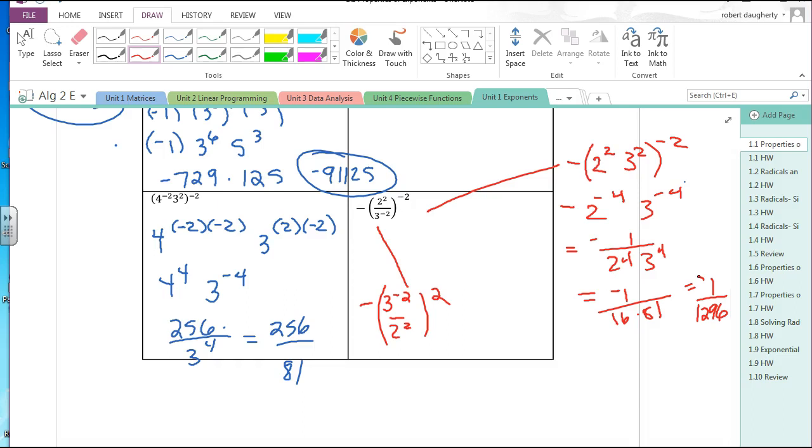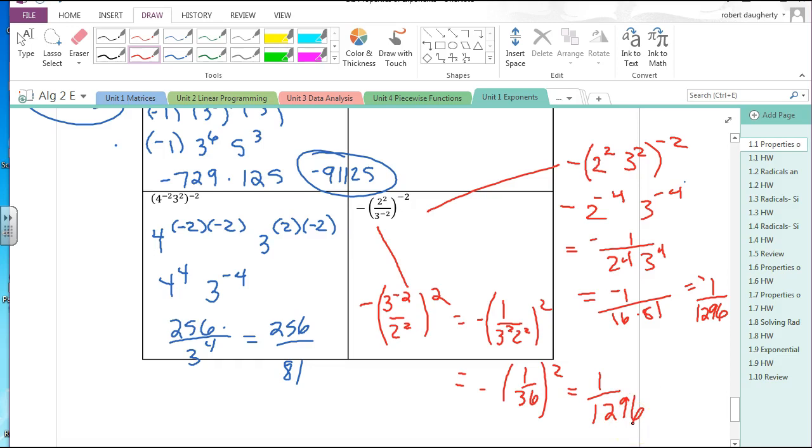Okay, when I get to here, I've got a choice of what I do. I can distribute this square, and I'll get 3 to the negative 4th, or I could just move this 3 to the negative 2, move this to the bottom, okay? So I could write it as negative 1 over 3 squared 2 squared, squared. This is what, 9 times 4? So it's 1 over 36 squared. Either way, I'm going to get 1 over 1296, okay?